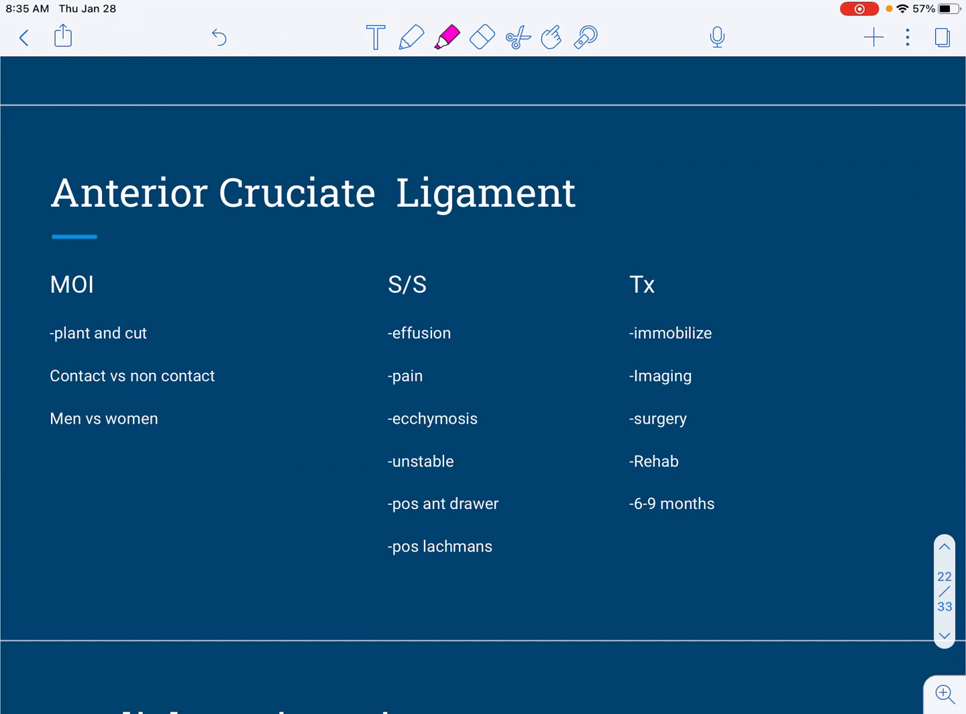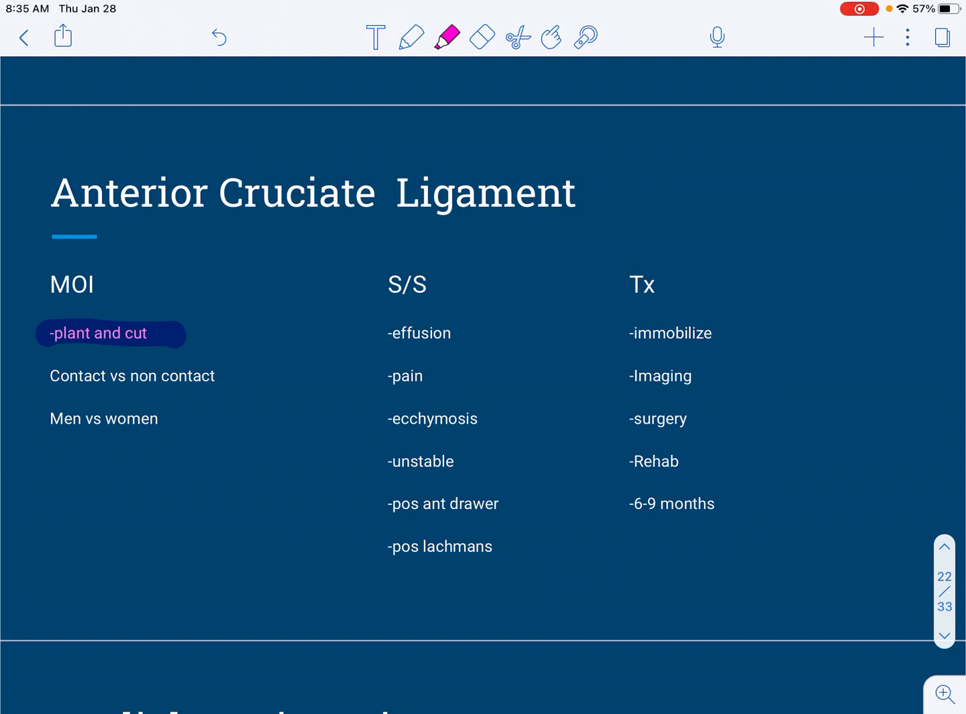So the MOI for this is typically a plant and cut. Somebody goes to plant and cut to change directions, and for whatever reason, muscular imbalance, uneven surface, that ACL gives way.